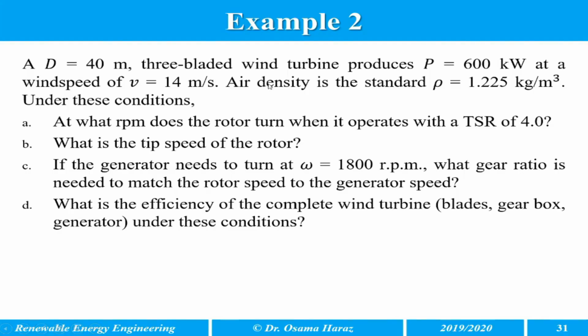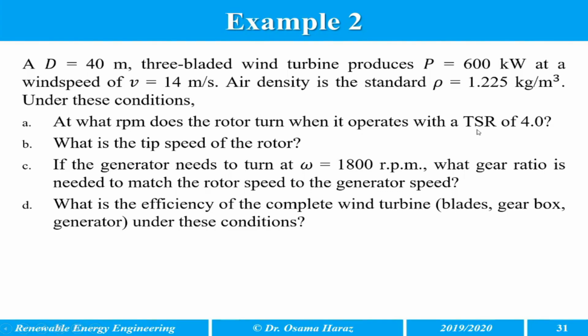This example we are going to discuss, we'll see how to apply the previous information to solve it. So we have a 40 meter diameter, three bladed wind turbine that produces power of 600 kilowatt at a wind speed V of 14 meters per second. Air density is the standard 1.225 kilogram per meter cubed. Under these conditions, at what RPM does the rotor turn when it operates with a TSR of 4?